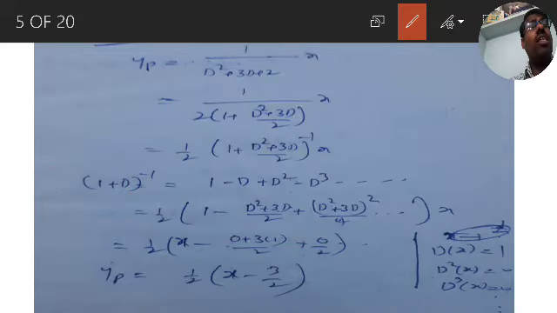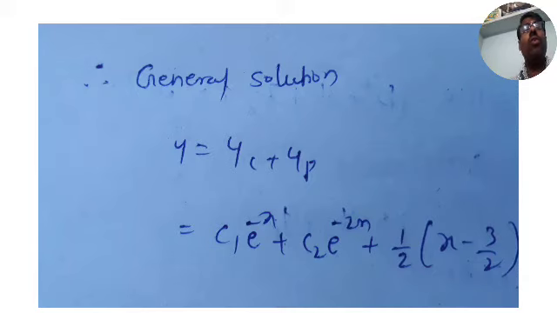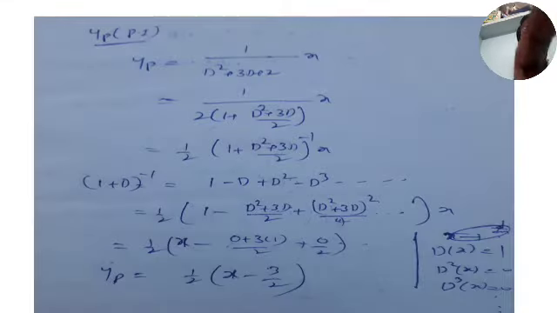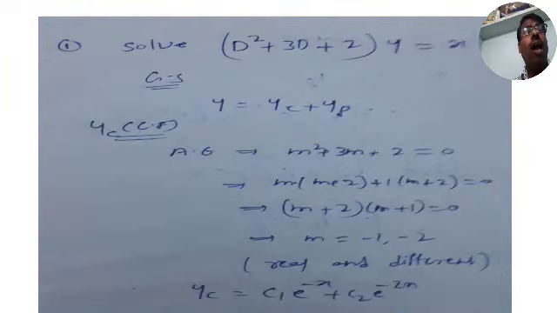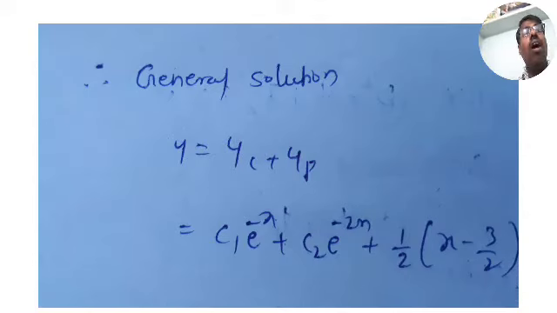We got yc and we got yp. Therefore the general solution is y is equal to yc plus yp. What is yc? c1 into e power of minus x plus c2 into e power of minus 2x. And yp is 1 by 2 into x minus 3 by 2. In the last line you see, yc we got, yp we got. Now the general solution is y is equal to yc plus yp, that is c1 into e power of minus x plus c2 into e power of minus 2x plus 1 by 2 into x minus 3 by 2. This is my first problem on the new method, method 3.